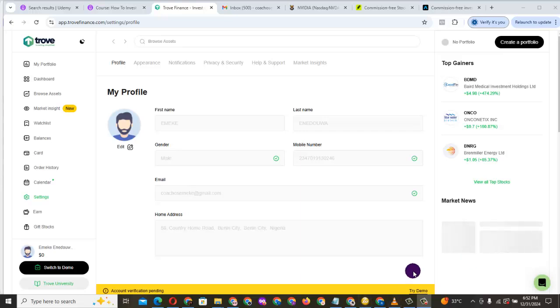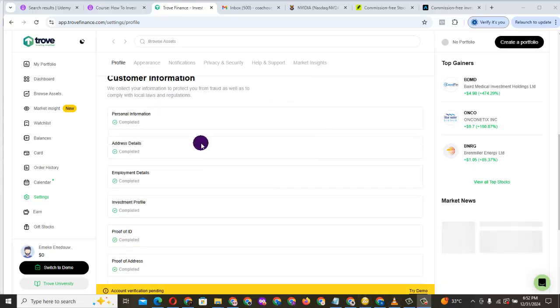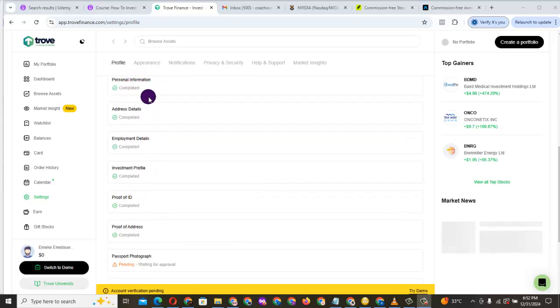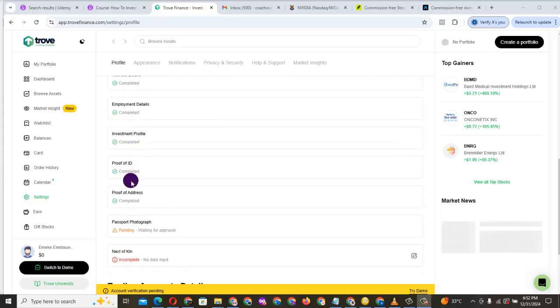So how do we do that? But while we are waiting on this account, I want to show you this particular account that we registered. You can see almost every personal information has been approved. The proof of ID has been approved. Proof of address has been approved. This is because my statement of account corresponds with the address that I filled in while I was creating this account. So you must take this into consideration. That is one. Then the next will be the passport photograph, which is a selfie.